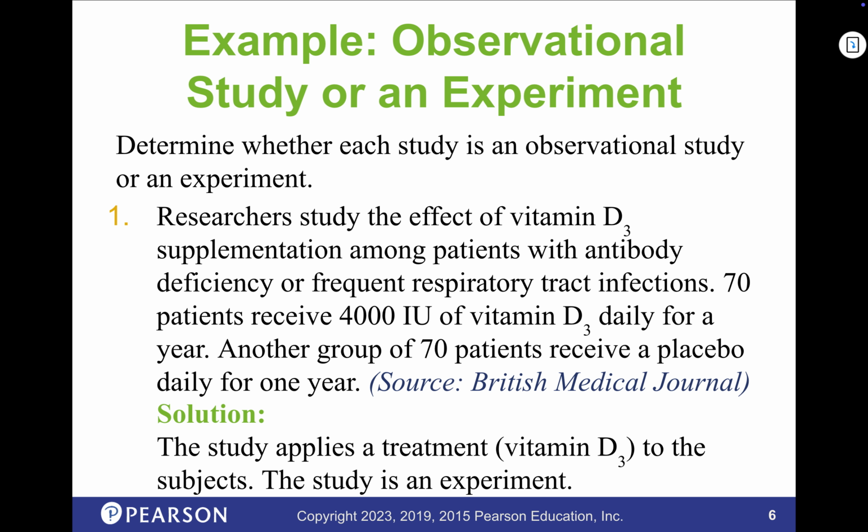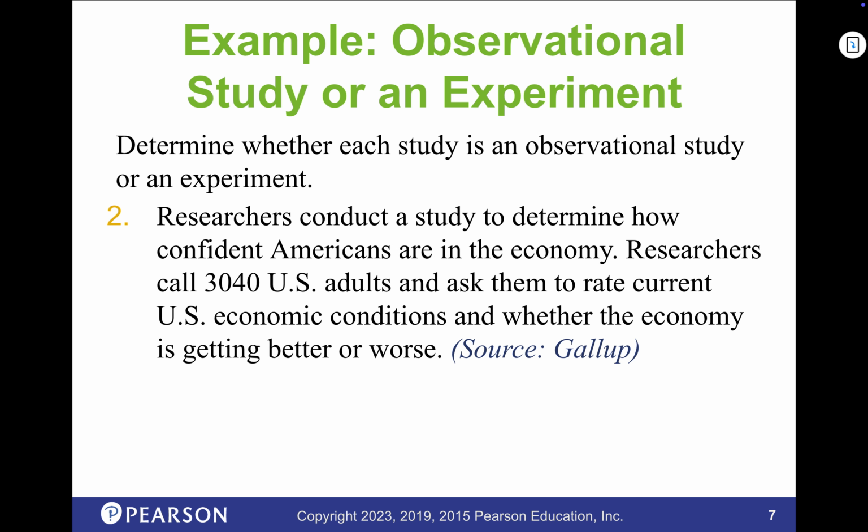How about, so there it is. It's a treatment, right? How about this one? Researchers conduct a study to determine how confident Americans are in the economy. Researchers call 3,040 U.S. adults and ask them to rate the current U.S. economic conditions and whether the economy is getting better or worse. Observational study or experiment? Observational study. Why?